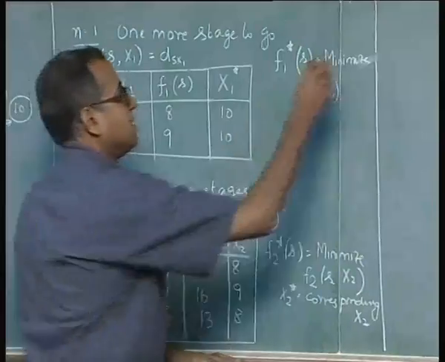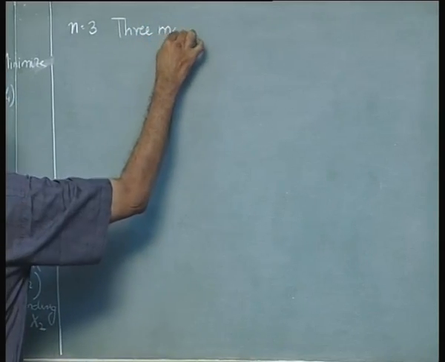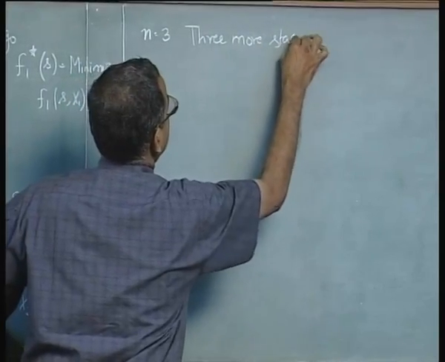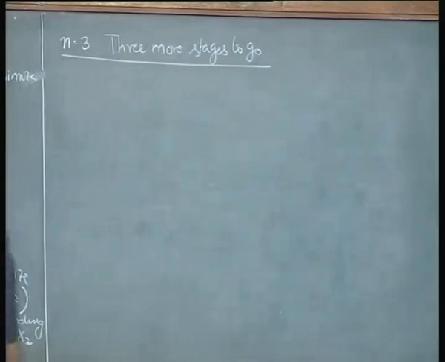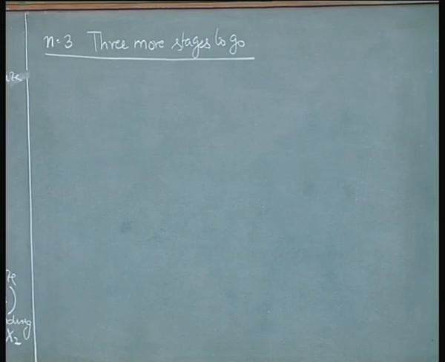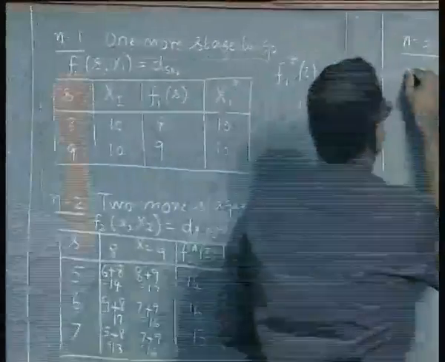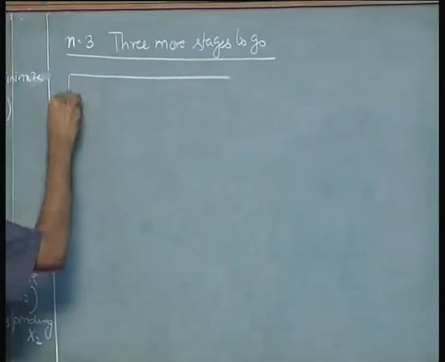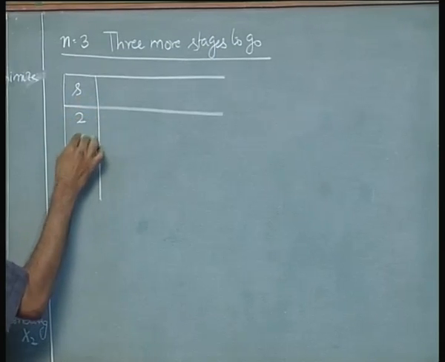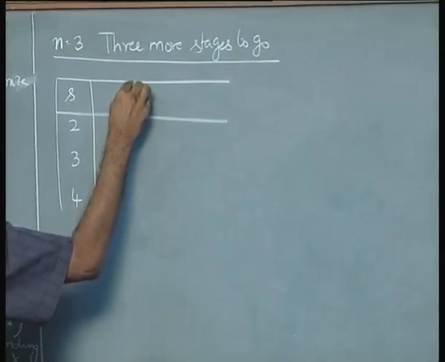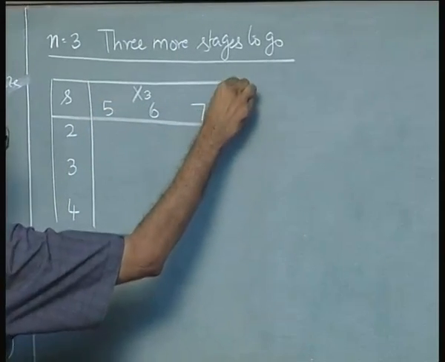Now let us continue with the next, three more stages to go. Which means I am here, so I could be either in 2 or 3 or 4. Now my state variable S can be in 2 or 3 or 4. My decision variable x3 can be to go to 5 or 6 or 7.